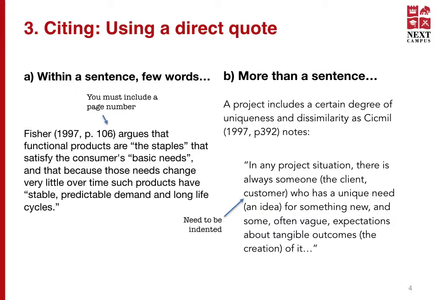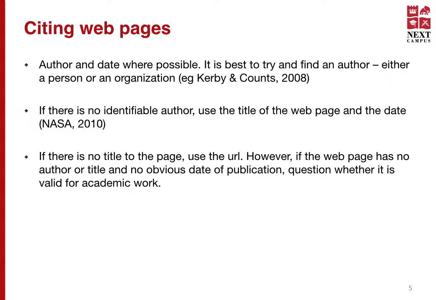Now let's look at citing web pages. Generally, use author and date wherever possible, for example Kirby and Counts, 2008. But sometimes there is no author, but just the organization name, for example, within brackets, NASA 2010. If there is no title to the page, you can use the URL. If none of it is present, then you can question whether that website has real academic value.